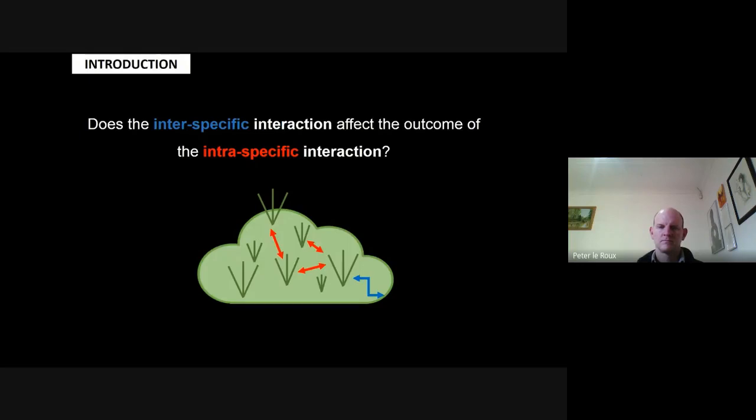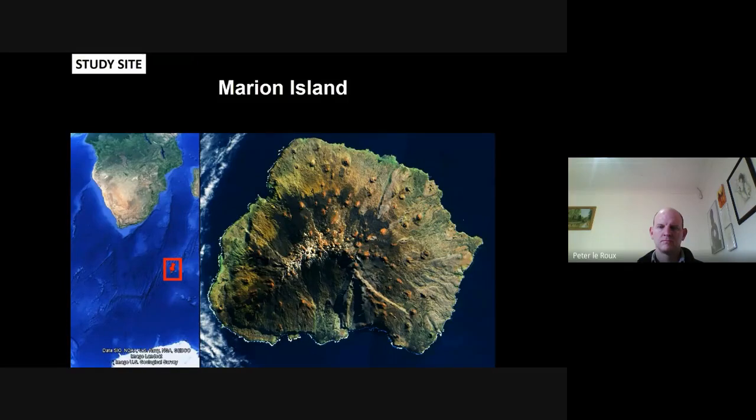Our study is unique because while other studies have documented the outcome of interspecific interactions among beneficiaries within the context of facilitation, in our study system, there's only a single beneficiary species that is common. And that therefore allowed us to explicitly focus on intraspecific interactions without having to disentangle the influence of interspecific interactions between beneficiaries. Our study was conducted on subantarctic Marion Island.